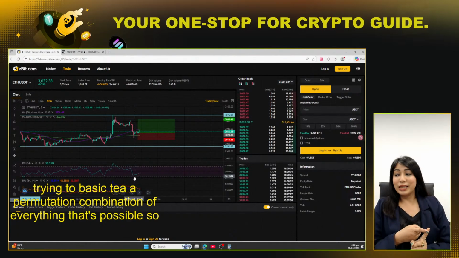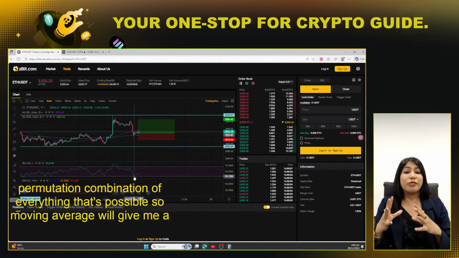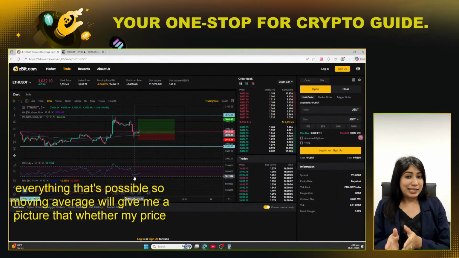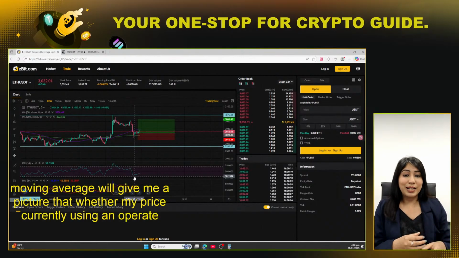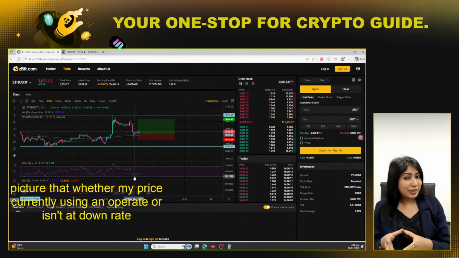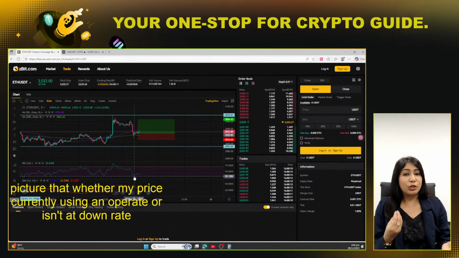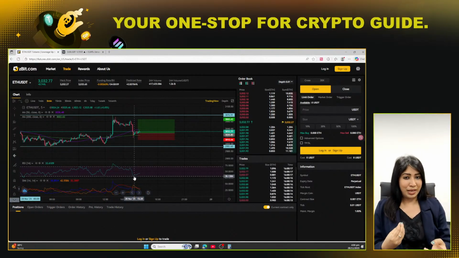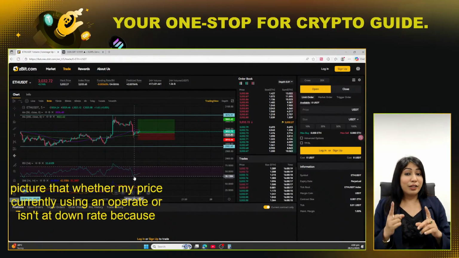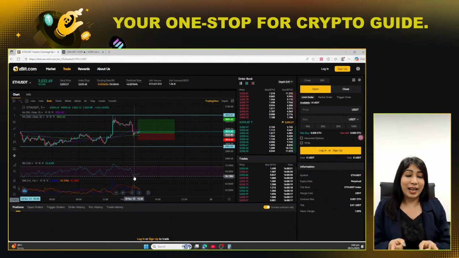So moving averages will give me a picture of whether my price currently is in an uptrend or in a downtrend, and that's when I decide should I buy the dip or should I short sell at the dip, because uptrend और downtrend futures में matter करता है.